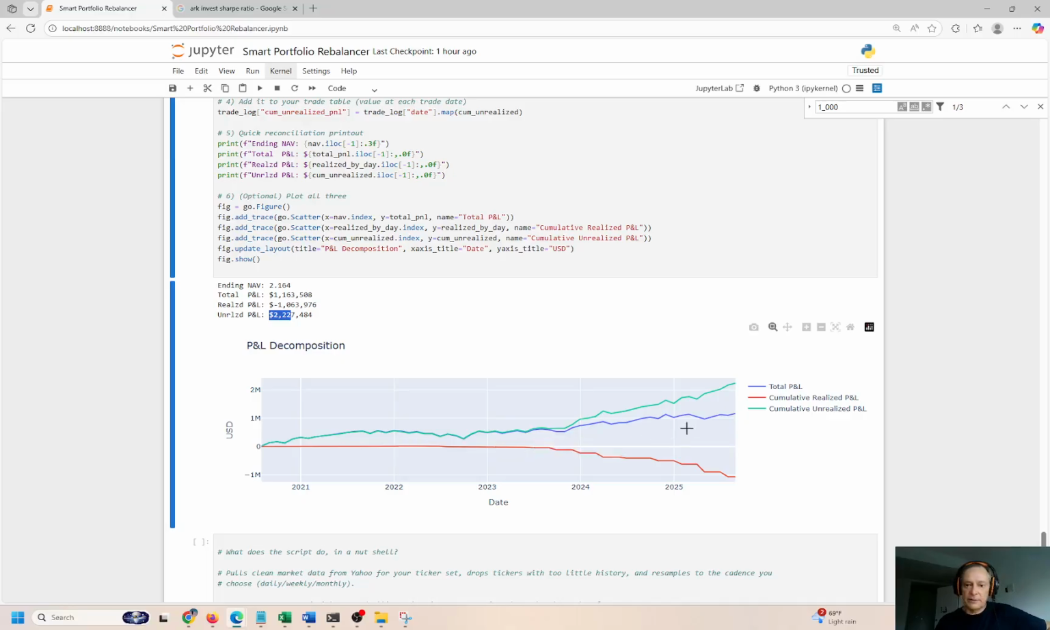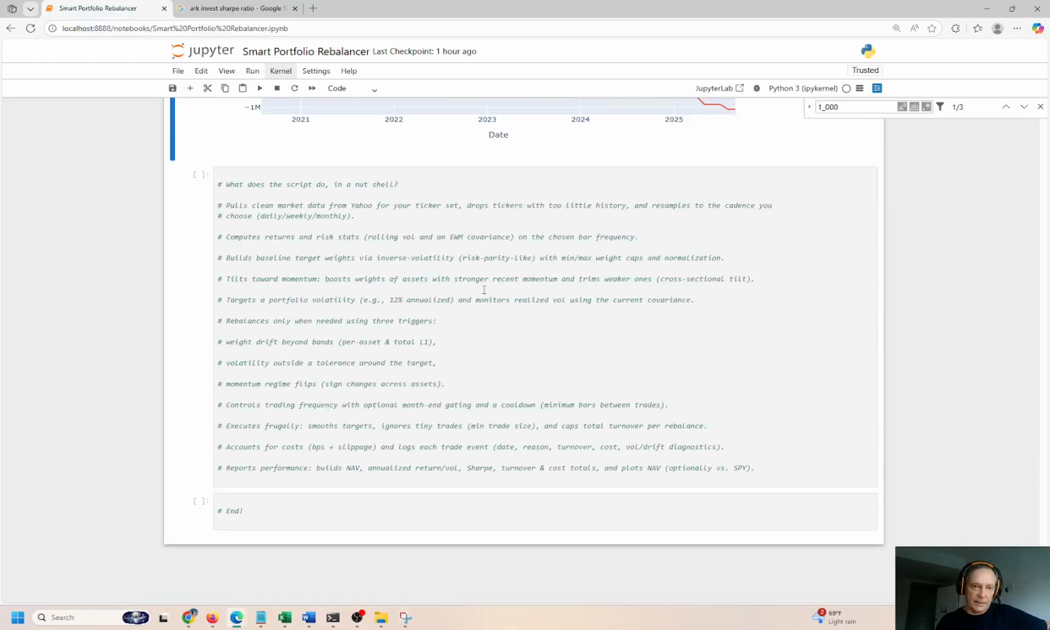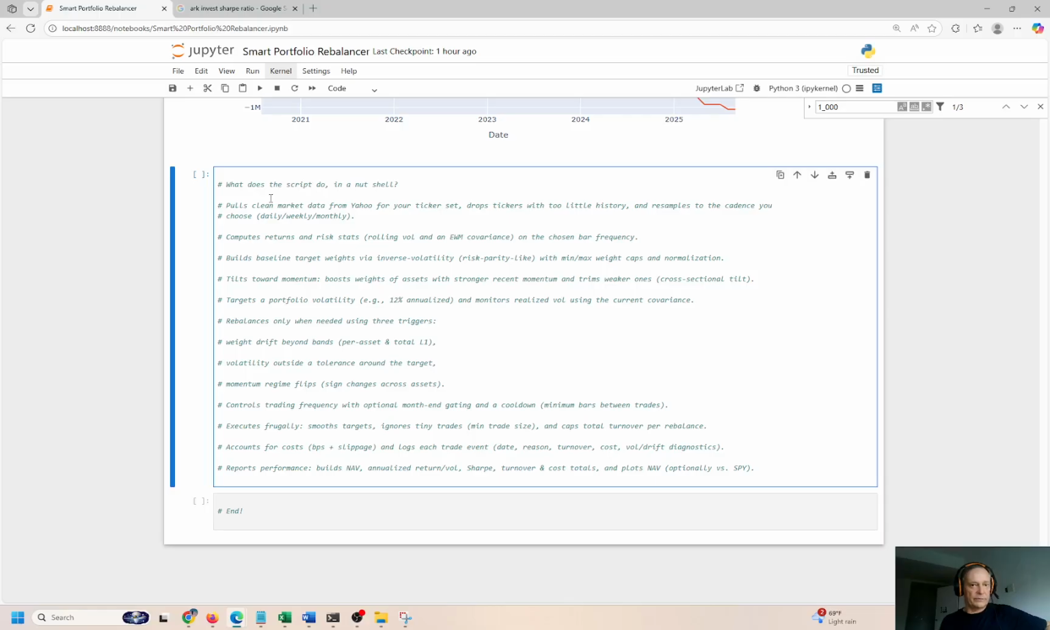That's impossible. The total P&L, all the losses minus the gains here, and all the gains show up over here, okay? Or at least the unrealized P&L. This is what's still on the books. This is what has been sold off, okay? So basically, this is the takeaway. What does the script do?